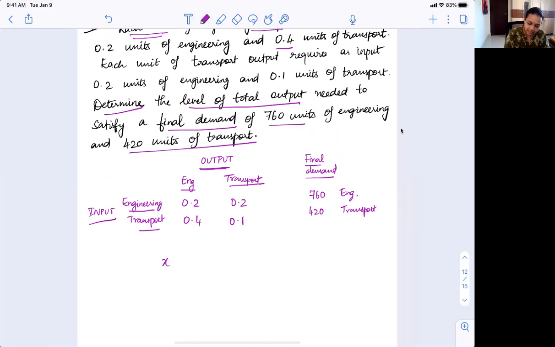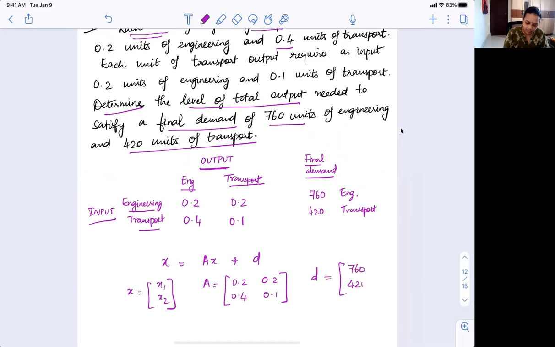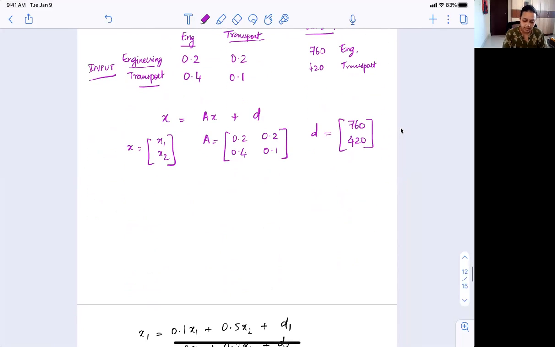So we've actually written down our technology matrix. So if we write x equals Ax plus B, now x is going to be x1 and x2, which will be the outputs of engineering and transport. A is 0.2, 0.2, 0.4, and 0.1. B is 760 and 420. Now we saw earlier that to find x, we do (I minus A) inverse into B. Now let's compute (I minus A) inverse.